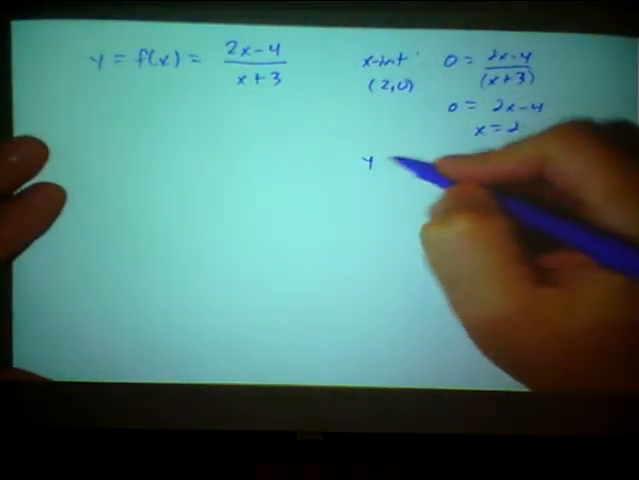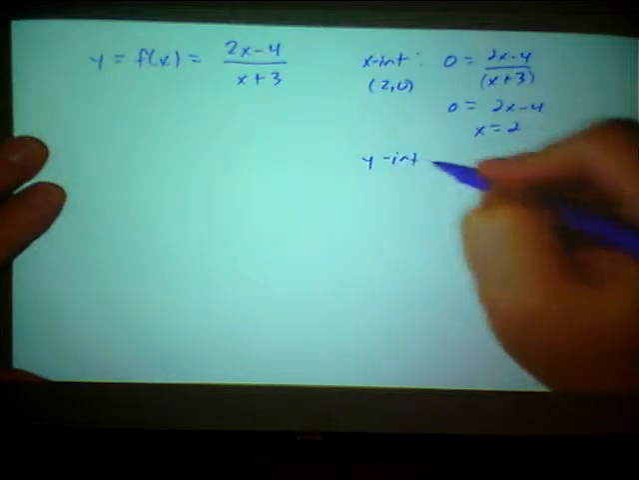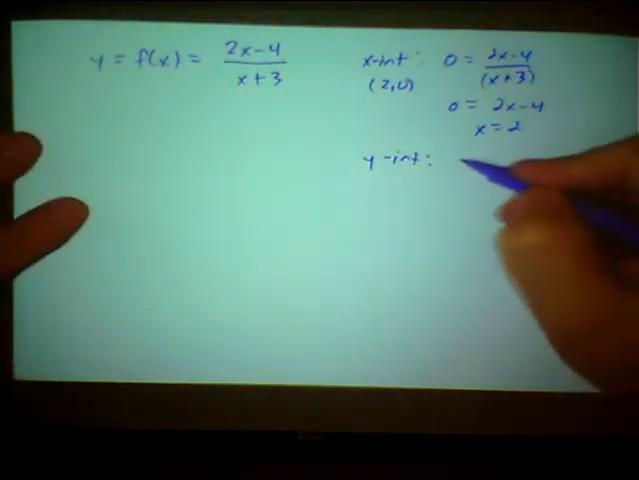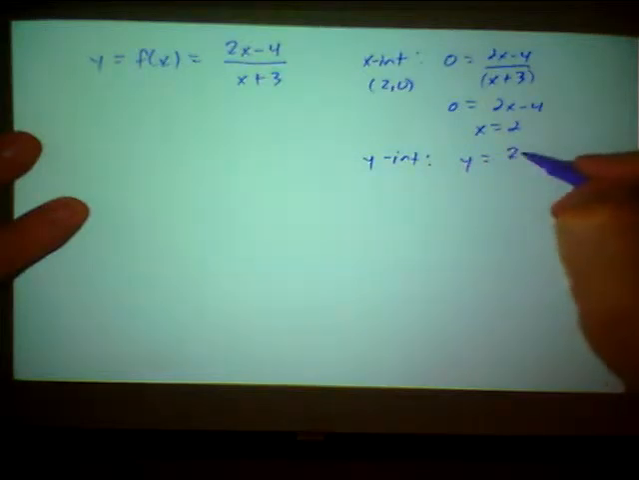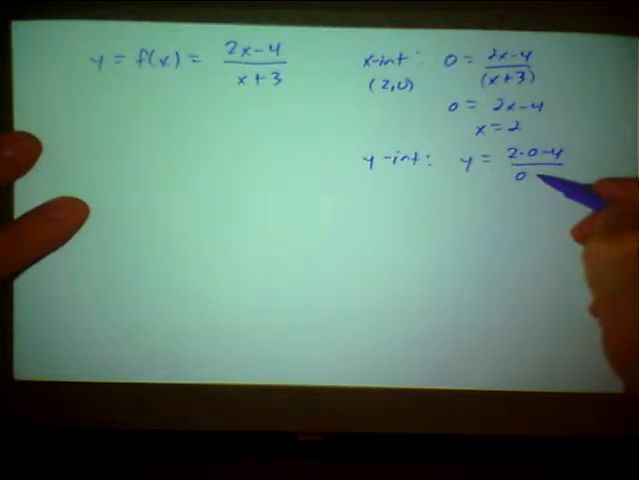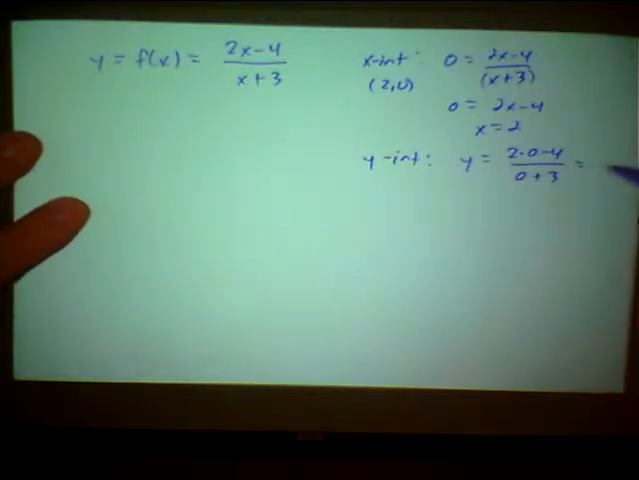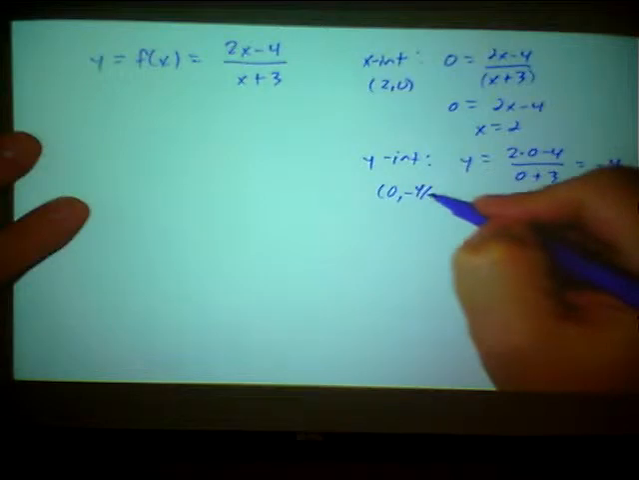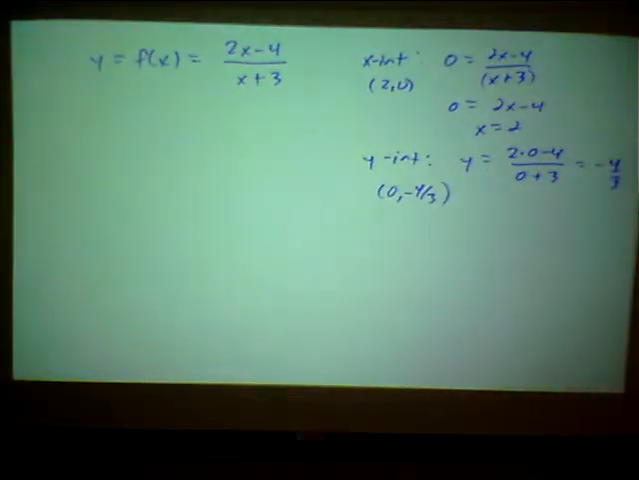Now if I try and figure out my y-intercept, that's when I set x equal to 0. 2 times 0 minus 4 over 0 plus 3 looks like I have a y-intercept of (0, negative 4/3).